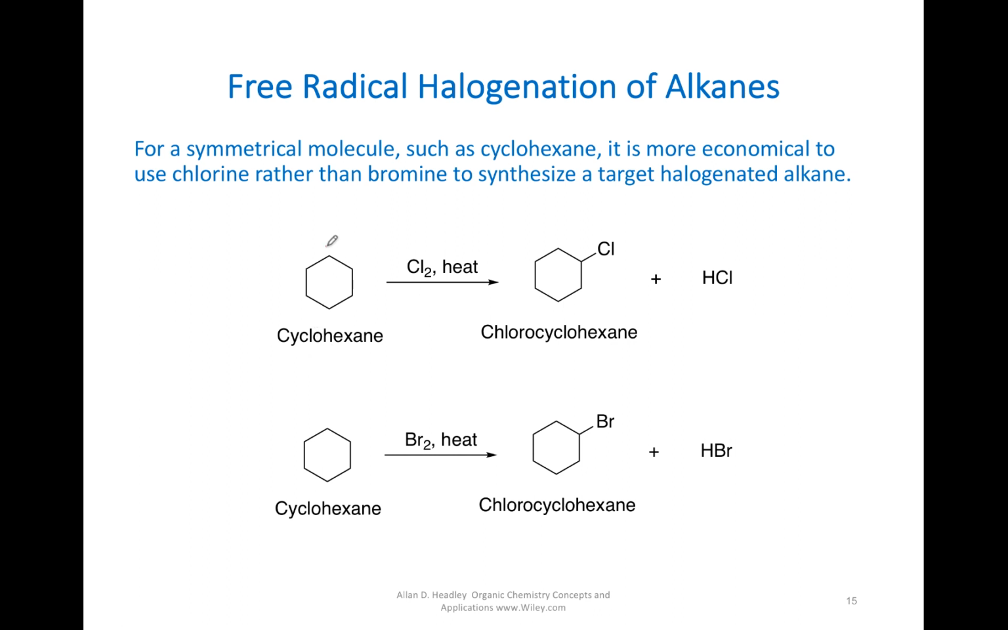If the molecule is symmetric, like cyclohexane, there's only one product. And since bromine is more expensive than chlorine, it's preferable to use chlorine to make this halogenated product compared to bromine. Notice the same halogenated product, but in this case it's symmetrical, so it does not make a difference in terms of reaction, but it makes a difference in terms of cost because chlorine is cheaper than bromine.